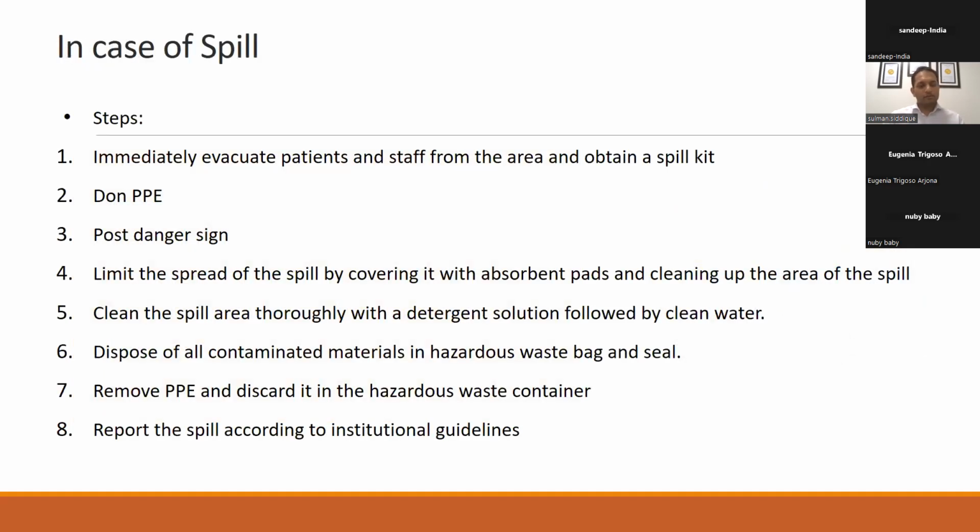These are the steps in case of a spill. Again, this is part of one of the questions. The first step is to immediately evacuate patients and staff from the area and obtain a spill kit. Then you put the PPE on, put the danger sign there, and limit the spread of the spill by covering it with absorbent pads and cleaning up the area. Clean the spill area thoroughly with a detergent solution followed by clean water. Dispose of all contaminated material in a chemotherapy waste bag and seal it. Remove PPE and discard it in a chemotherapy waste container. Report the spill according to institutional guidelines.